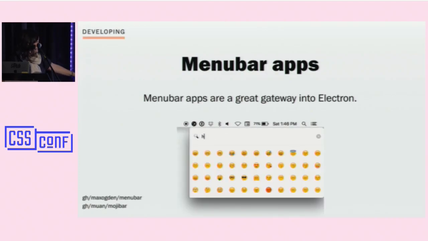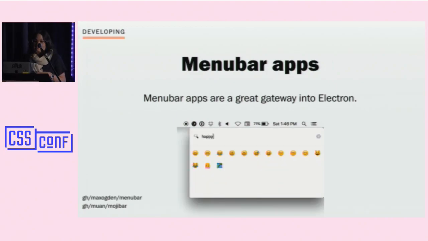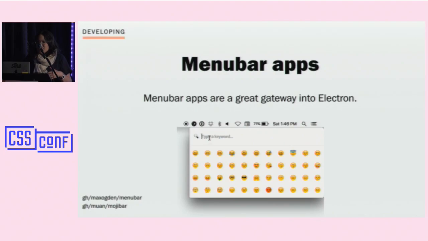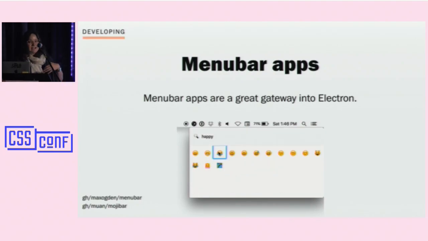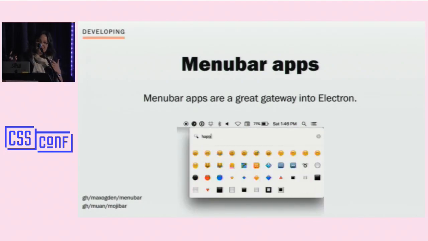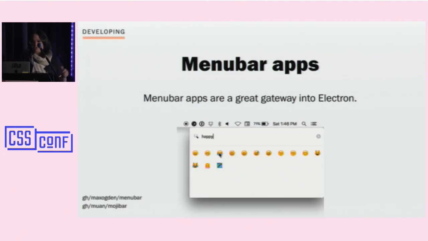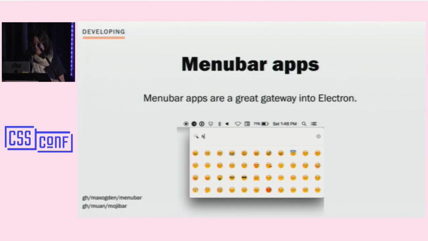And then there is a library called Menu Bar by Max Ogden that basically does all those things by default for you that I mentioned. Like with a menu bar app, you don't want a dock icon and you don't want it to launch when people click your app. This menu bar library sets all of those defaults in Electron for you, so it makes it even easier to get started.